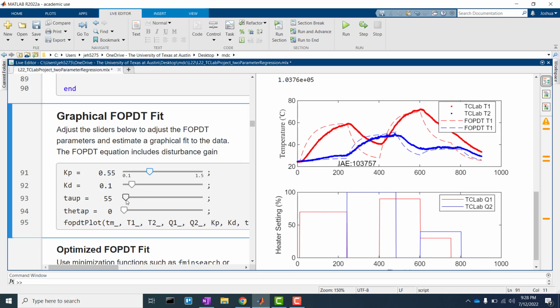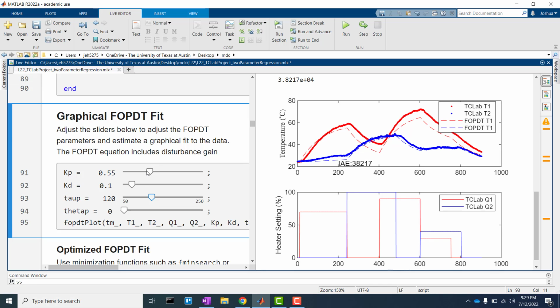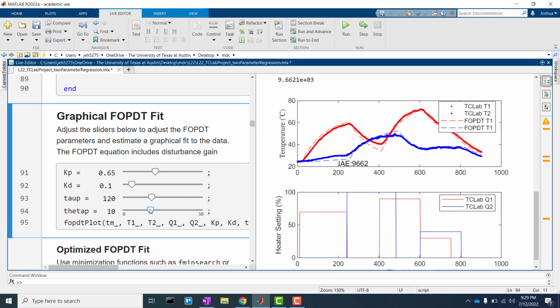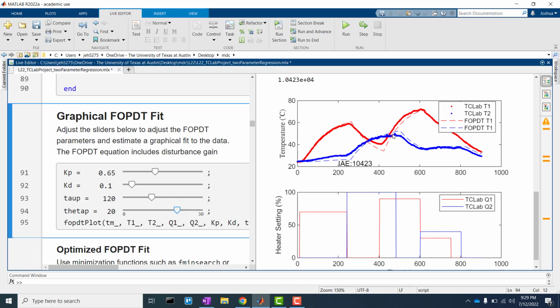And that's decent. Let's now change our tau p. That's the process time constant. That's usually about 120. It looks about right, but now we need to turn our gain a little bit lower. I'm liking that. And then theta p, we need some dead time in there. Probably about 10 to 20 seconds. Let's try 20. I can see right over here, that's a little bit long for my taste. Same here, so let's change it instead to like 15.